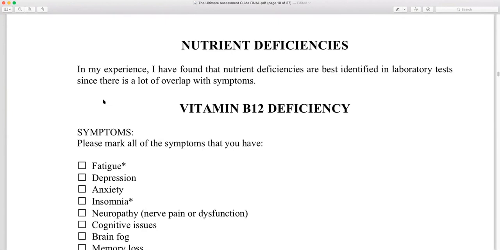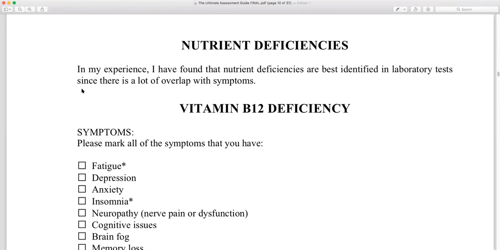Nutrient deficiencies. So now we really switch from most of those we can really determine based off of the subjective experience, the symptoms, whether or not someone has some of those deficiencies, to labs. Okay, so I have found that nutrient deficiencies are best identified in laboratory tests, since there is an overlap in symptoms. So this generally means that if someone has these symptoms, it can be caused by a lot of different things. So we really need the labs in order to determine whether or not these are causes that we need to address.